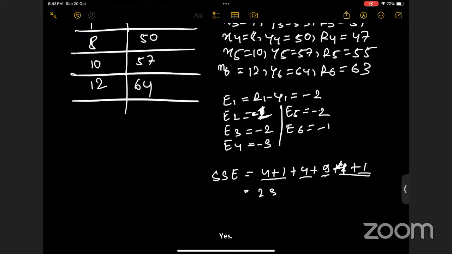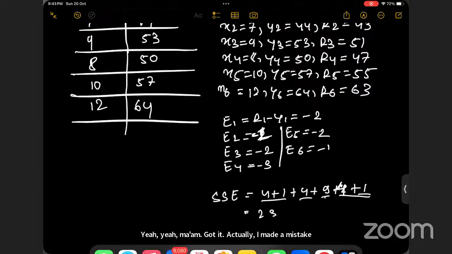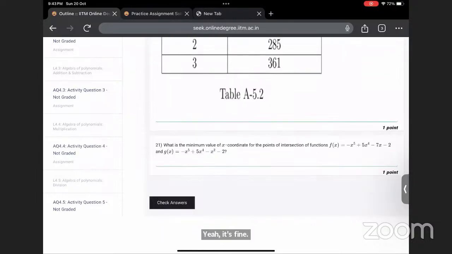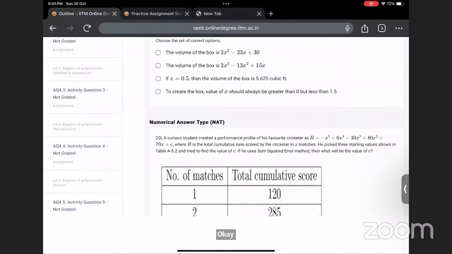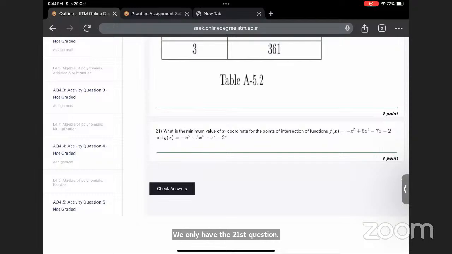That means you made some mistake maybe during the calculation, okay? So be aware of this small thing during the calculation. Yeah, ma'am, got it. Actually, I made a mistake. Yeah, it's fine. So we solved the 20th question, right? So we only have the 21st question left. What is the 21st question?